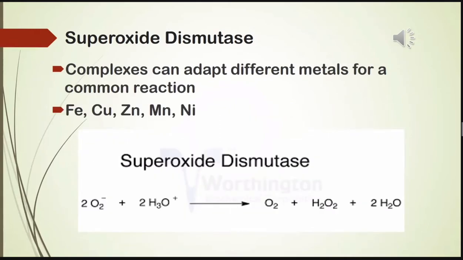Furthermore, complexes can adapt different metals for one common reaction. An example of this is your superoxide dismutase. Now, there are many different kinds of superoxide dismutase. You can have here the iron, copper, zinc, manganese, or nickel. But they would all do the same reaction. That is the conversion of your superoxide radical into oxygen, water, and hydrogen peroxide.